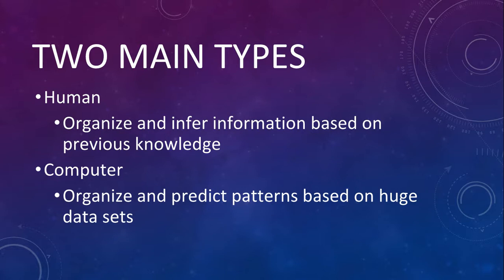Humans have the ability to create and classify information based on previous knowledge and experiences. We will look at some examples throughout this presentation. Computers also have the ability to create and classify information, but they do this through a set of rules or imported data sets.